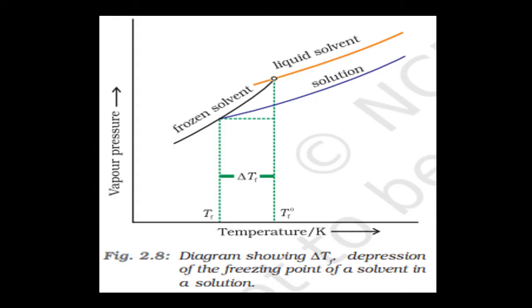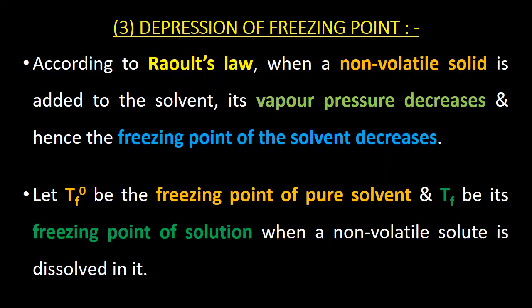This is a graph where you can see the vapor pressure of the solution is less compared to the vapor pressure of the solvent. According to Raoult's law, when a non-volatile solute is added to the solvent, its vapor pressure decreases and hence the freezing point of the solvent decreases. Let Tf naught be the freezing point of the pure solvent and Tf be the freezing point of the solution when a non-volatile solute is dissolved in it.